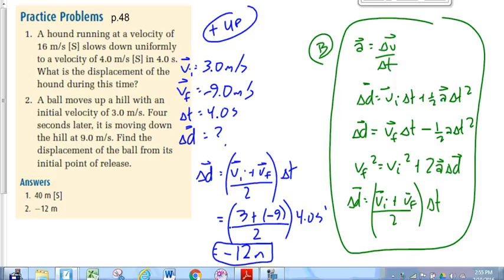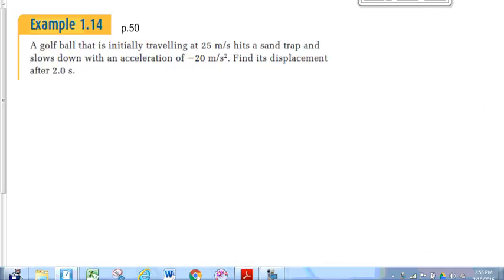All right, let's try another one then, page 50. This one says a golf ball that's initially traveling at 25 hits a sand trap and slows down with an acceleration of negative 20. What's its displacement after 20 seconds? I like this question because it kind of leads some of us into making a little bit of a mistake.